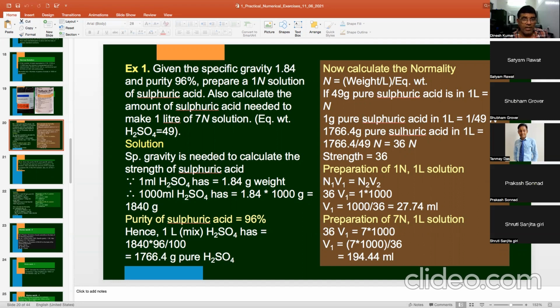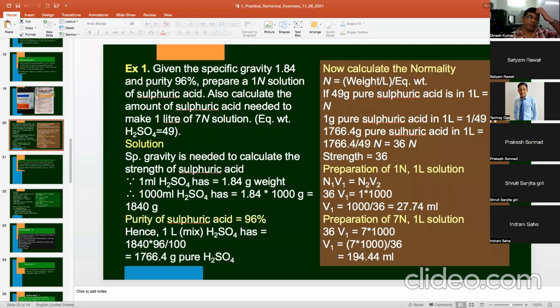1 ml of sulfuric acid, H2SO4, has 1.84 gram weight. That also means 1 cubic centimeter, volume is 1 ml. So 1 ml solution of H2SO4 has 1.84 gram of weight. 1000 ml, that is 1 liter, will have 1.84 into 1000 gram, which is equal to 1840 gram. So is it clear or not? I assume you are not responding because you know it.